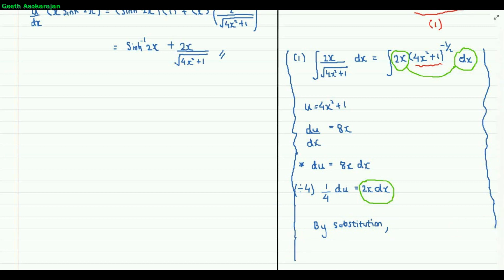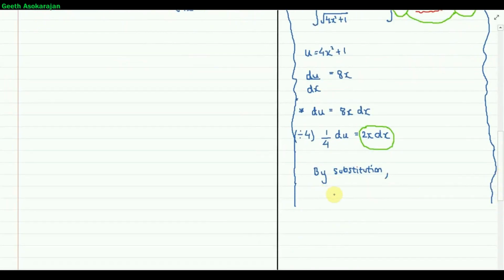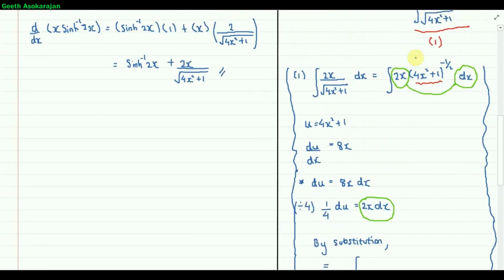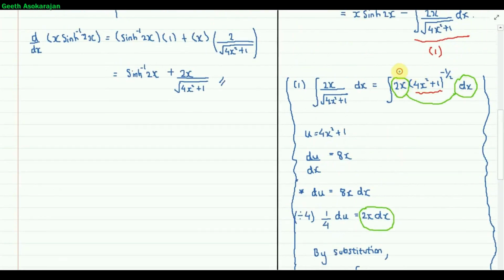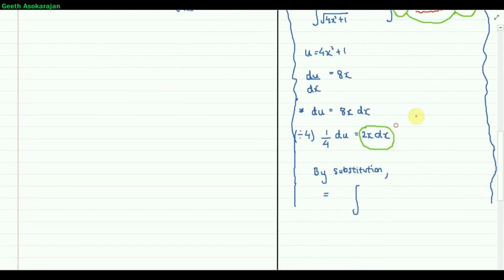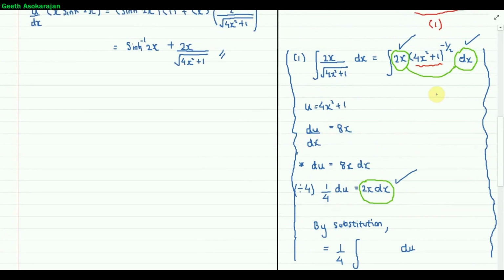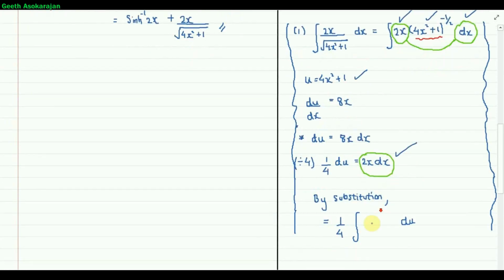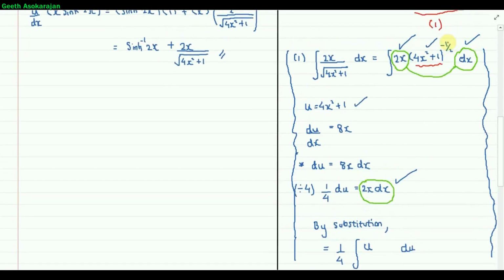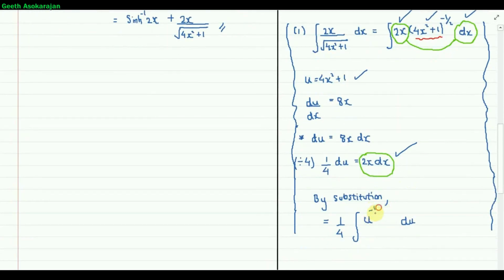let me continue below, so let me scroll down a little bit. Let's rewrite this integral: 2x and dx we can replace by a quarter du. A quarter I'm writing outside, because you can always write constants outside your integration as long as it's constant. Du always appears inside, so here's my du, and I've checked these two terms as I've replaced them. As for 4x squared plus 1, that is going to be replaced by u, so I'm going to get u to the power minus half. So don't forget the power of minus half.